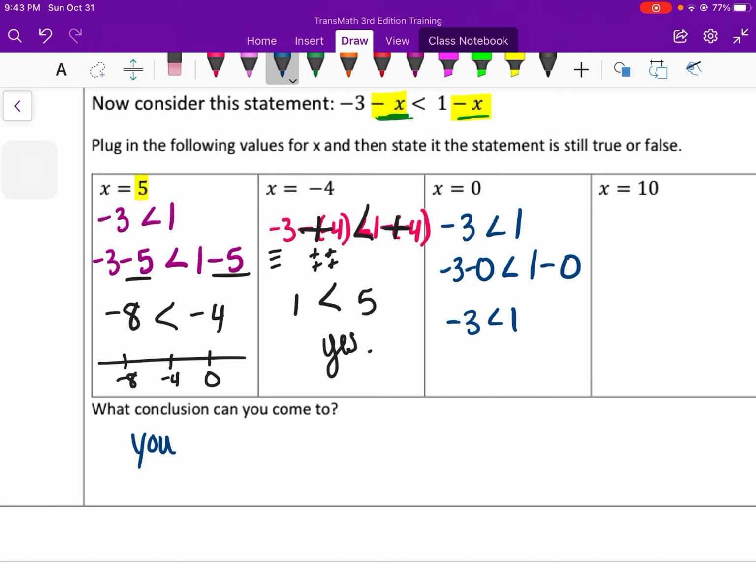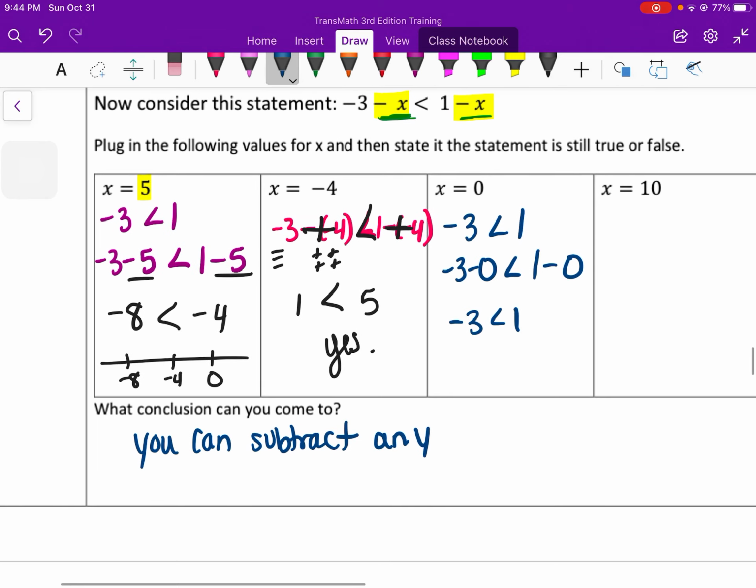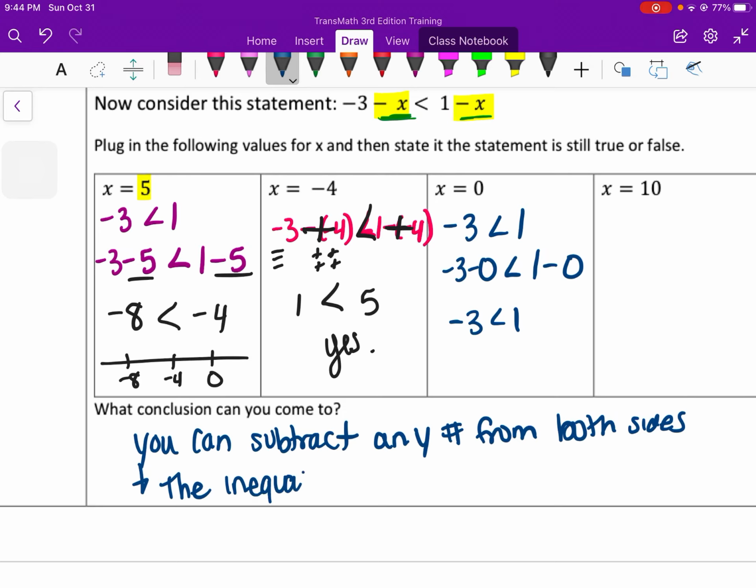You can subtract any number from both sides and the inequality stays true. Or basically, as long as you subtract the same number from both sides, you get a true inequality.